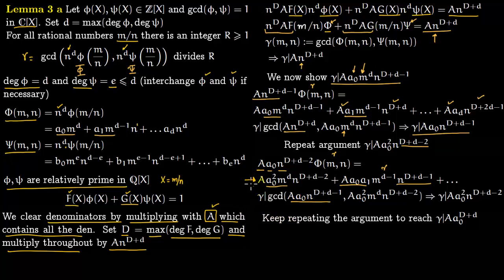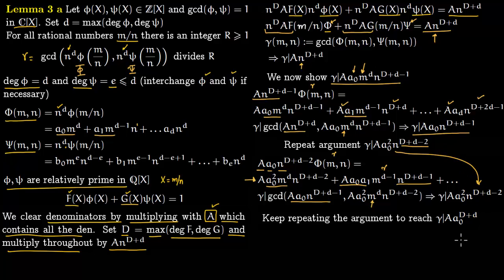So that is the thing. So gamma divides this first term, which we are writing here, a0 squared m^d n^{D+d-2}. Again this m and n are relatively prime to each other, so we forget m. We say gamma divides a0 squared n^{D+d-2}, and that's what we wanted to show right here.